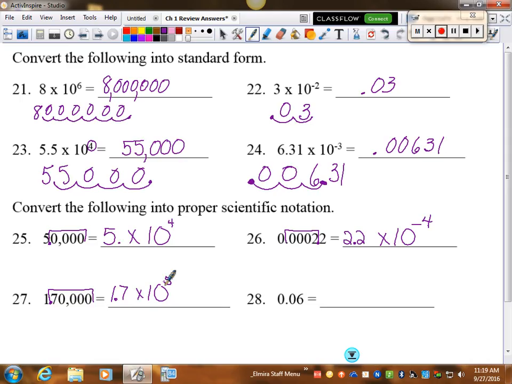And 28, put a decimal after the 6 times 10 to the negative 2 power. Again, that's a decimal, so it gets a negative exponent.